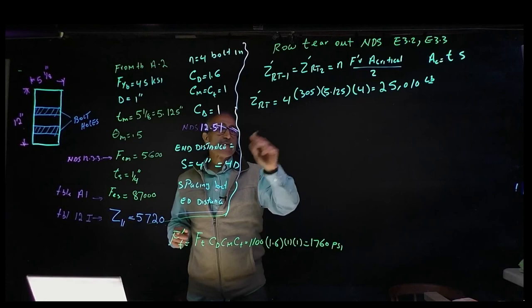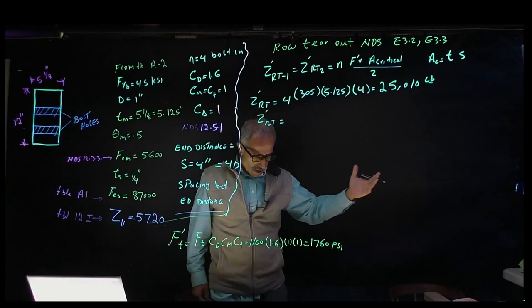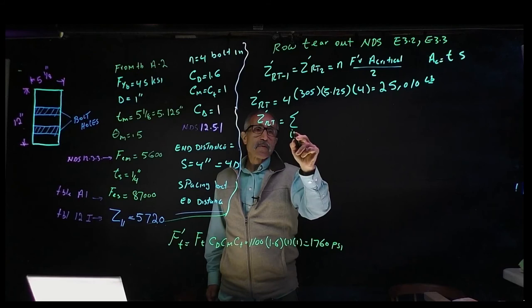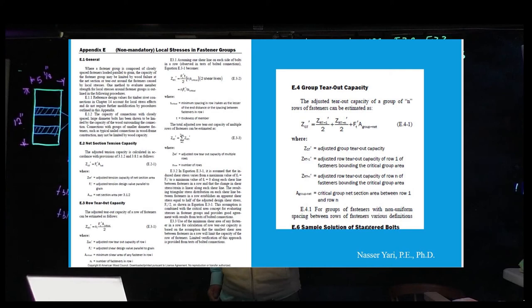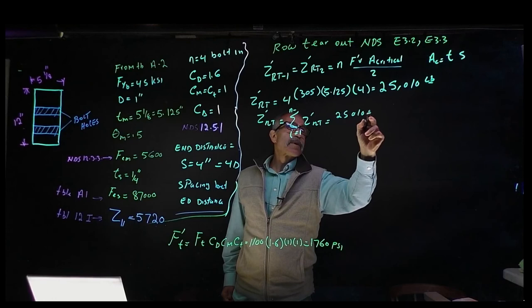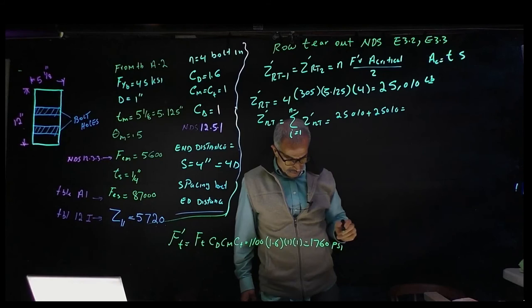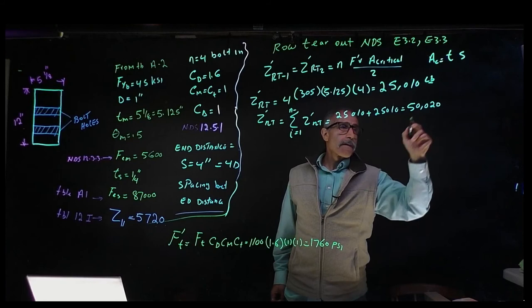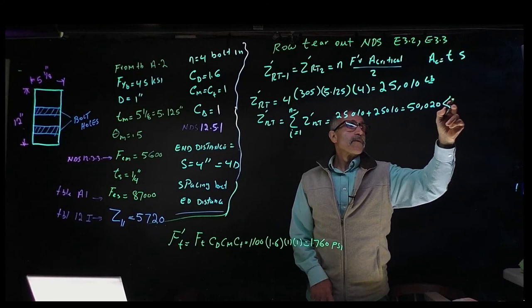Now for Z prime RT complete, which is the summation of both of them, from that formula we showed on the board, i is equal to 1, and i, in our case, is row 1 and row 2 of Z prime RT. It's going to be 25,010 plus 25,010, and that should give me about 50,020. And that is less than our 73,000, which we calculated, our P, at the beginning.